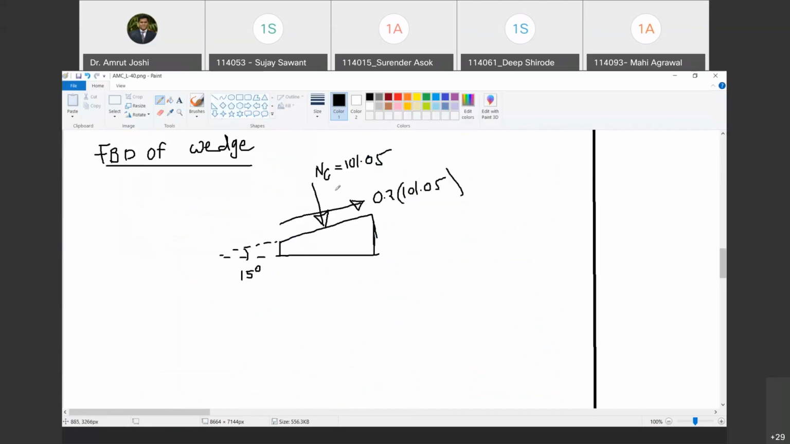Yes, sir. Now, what is the angle that this NC makes with vertical? This angle is 15 degree. Why? Because this surface makes an angle 15 degrees with horizontal. NC is perpendicular to this surface. Vertical is perpendicular to horizontal. So angle between the perpendiculars is same as angle between the lines. Do you agree with me? Yes, sir. And what is the angle made by this 0.2 times 101.05 with reference to horizontal? It is 15 degree because it is along this inclined surface.